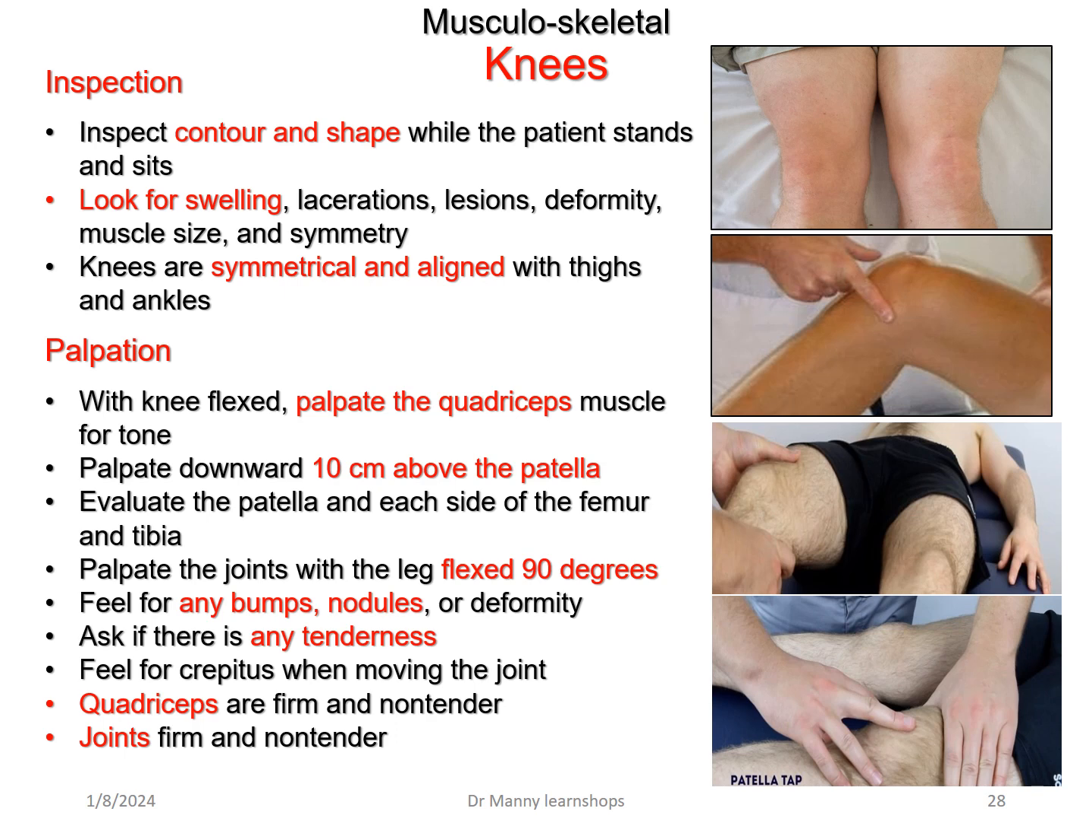You palpate the joints with the leg flexed at 90 degrees. You feel for any bumps, nodules or deformities and ask if there's any tenderness. You feel for crepitus when moving the joint. Quadriceps are firm and non-tender. The joints are firm and non-tender.